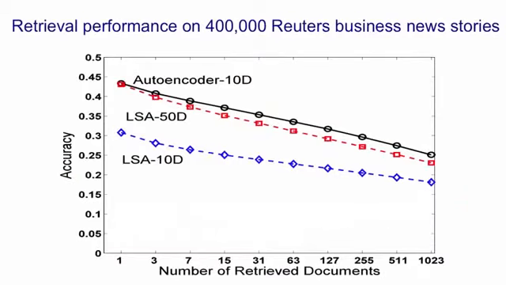So here's the accuracy of the retrieval as a function of the number of retrieved documents. And you'll see that an autoencoder that's just using a code with 10 real numbers is doing better than latent semantic analysis using 50 real numbers. And of course, it's 5 times less work per document after you've got the code. Latent semantic analysis with 10 real numbers is much worse.